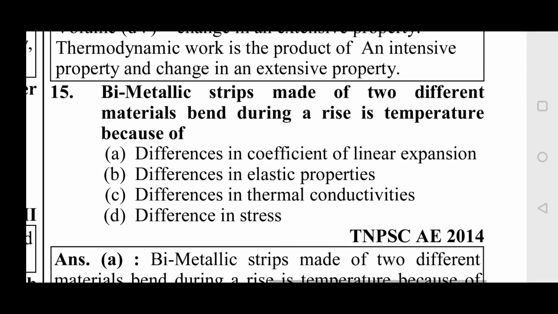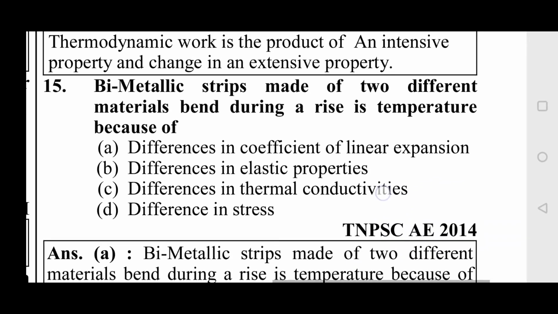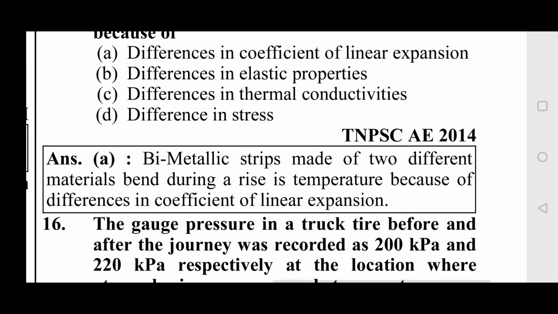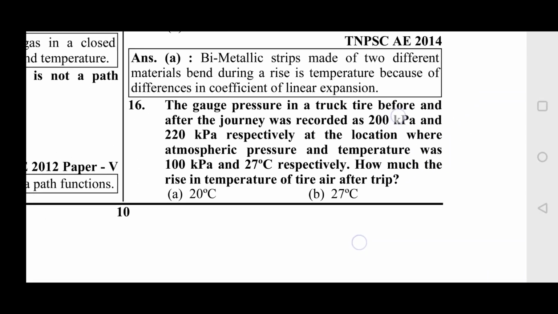Next, these questions are more important. A bimetallic strip made of two different materials bends during the rise in temperature because of the difference in coefficient of linear expansion. Okay, so bimetallic strips made of two different materials bend during the rise of temperature because of the difference in coefficient of linear expansion. And next we have one question. Okay, let's solve this question.